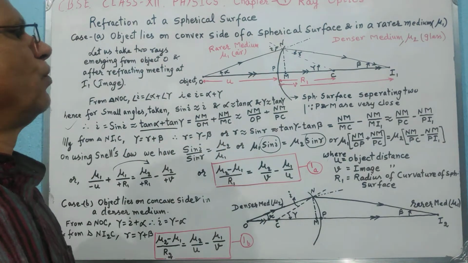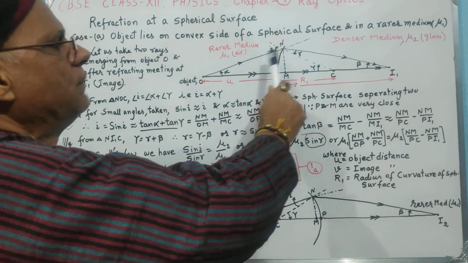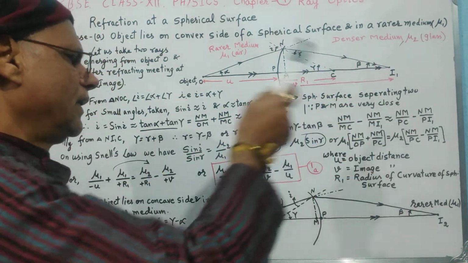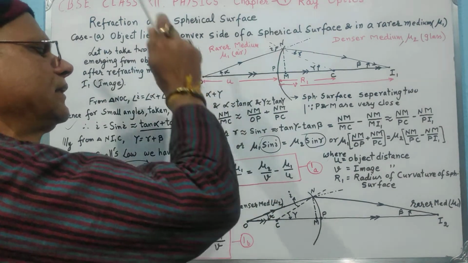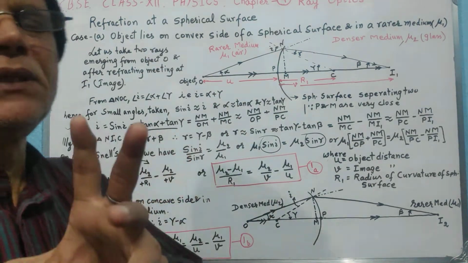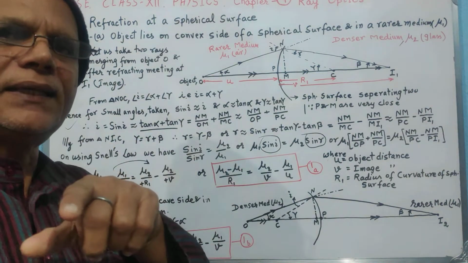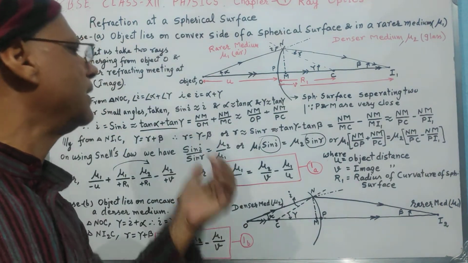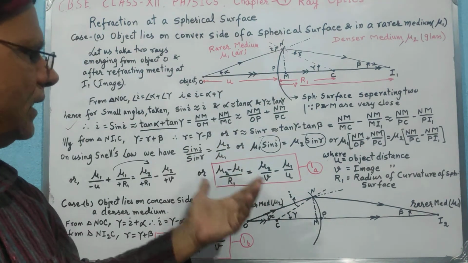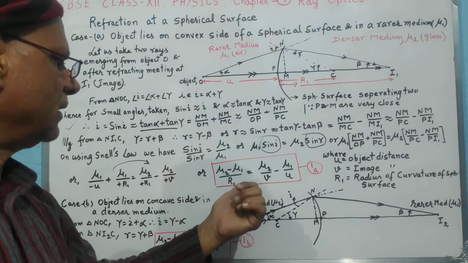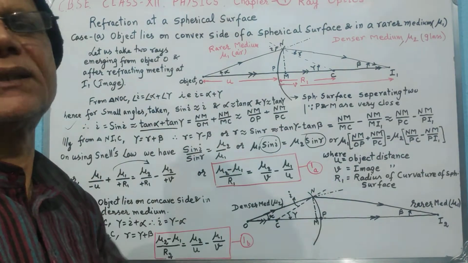Apart from this, whether the image formed is real or virtual, again you will get the same result provided the object lies in the rarer medium. So we conclude that whenever the body lies in a rarer medium, the refraction formula will remain the same as equation 1a.